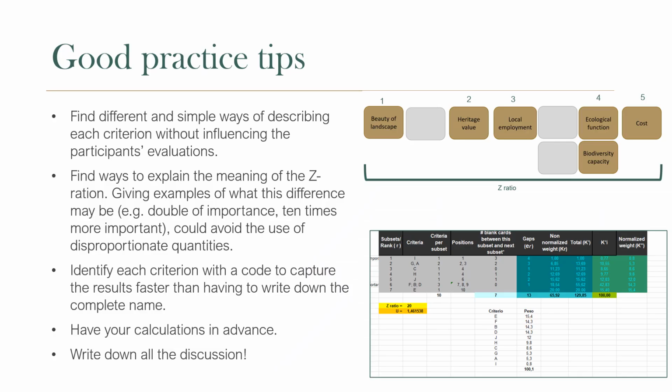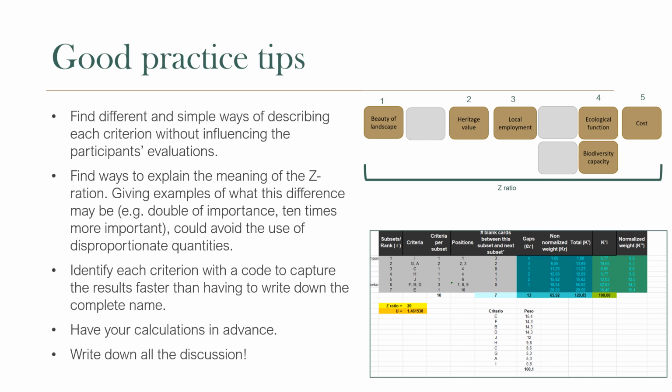Some good practice tips to implement this method: find different and simple ways of describing each criterion without influencing the participant's evaluation. For example, how to explain beauty of landscape without convincing them that it is important. Find ways to explain the meaning of the zeta ratio. Giving an example of what this difference may be is sometimes useful, for example, about double the importance, or 10 times the importance. Avoid using disproportionate quantities.